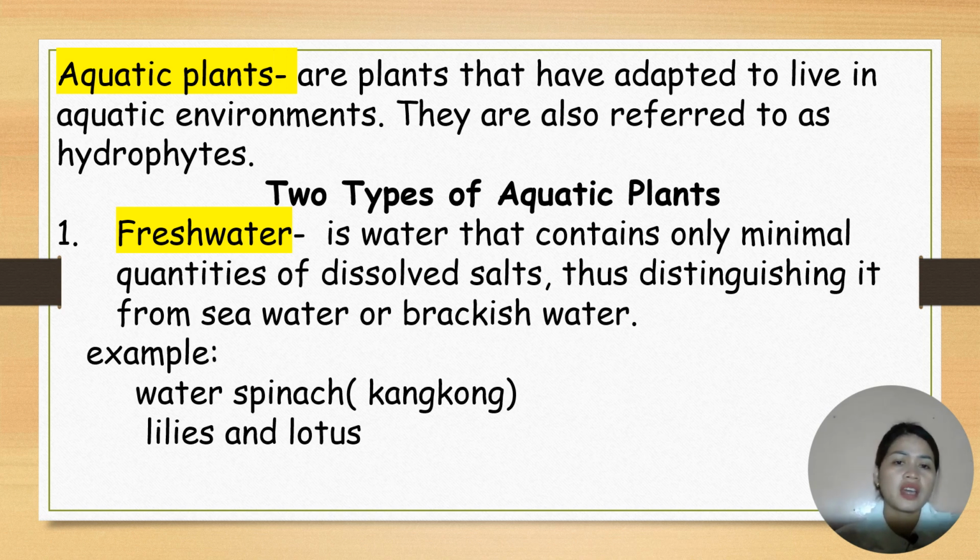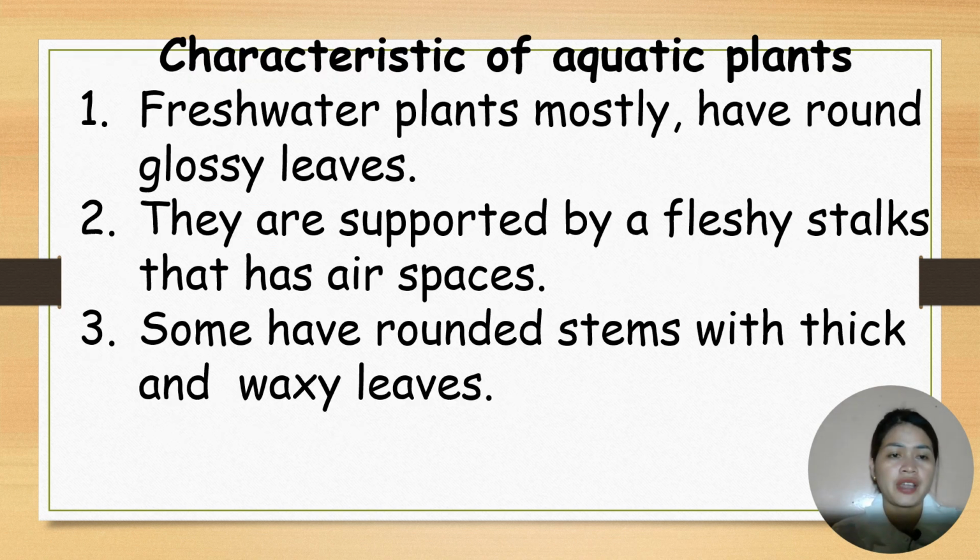So there are two types of aquatic plants. We have the fresh water, or yung hindi maalat na tubig. And then there are also examples of them. Have you gone to a river? What are the possible plants found in that area? So these are the characteristics of common freshwater plants: they have rounded and glossy leaves.